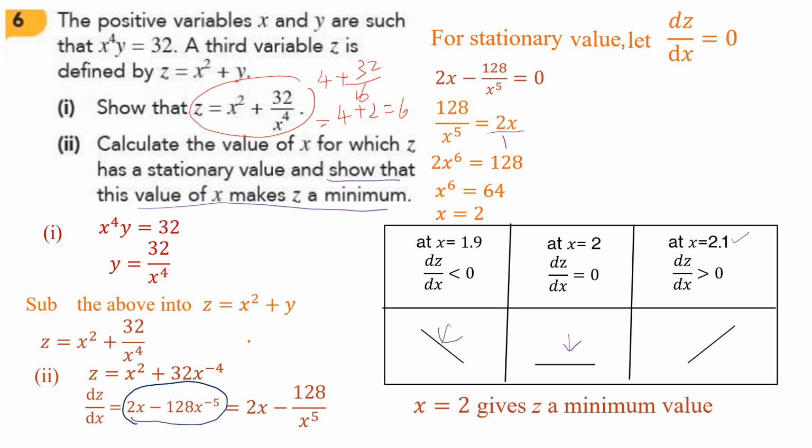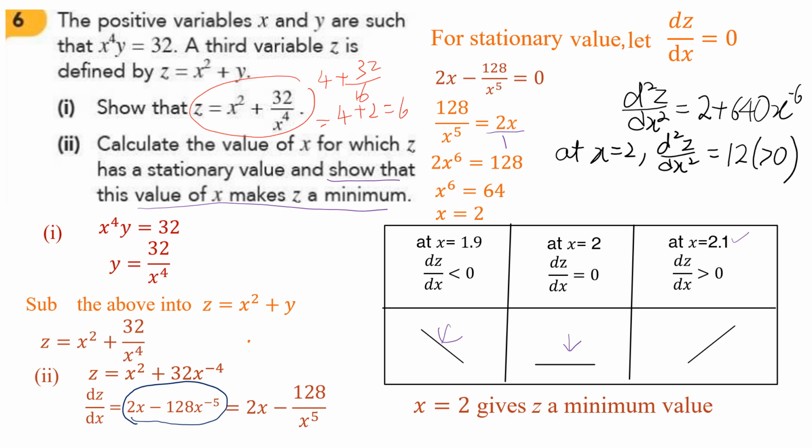If you're using the second derivative, this is how you do it. Okay? You will get d squared z over dx squared to be 12, which is positive. So therefore x equals 2 gives z a minimum value. So you decide which way you want to use, either the first derivative or the second derivative.